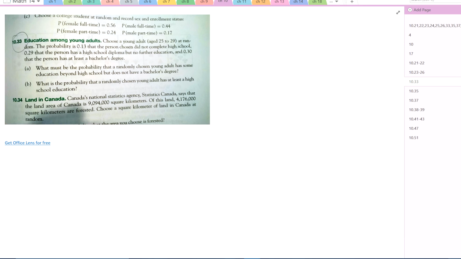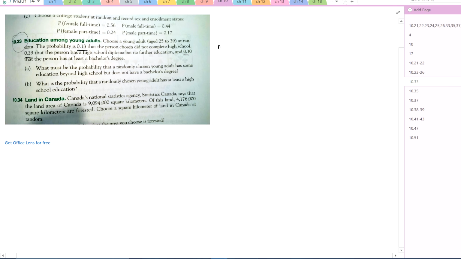Right. Let's see. We're choosing a young adult at random. The probability the person did not complete high school is 13%, 29% that they have a high school diploma and no other education, and 30% that they have at least a bachelor's degree. Okay, so let's make a probability model here.